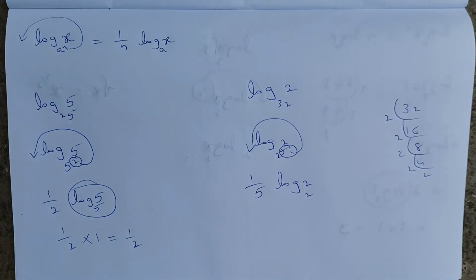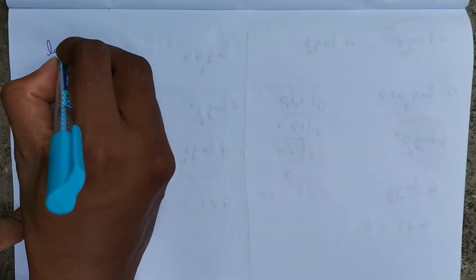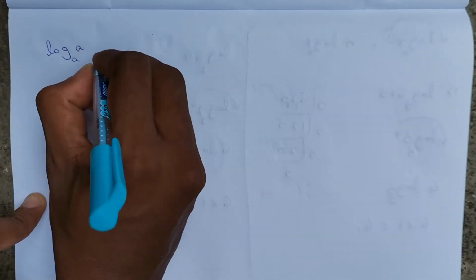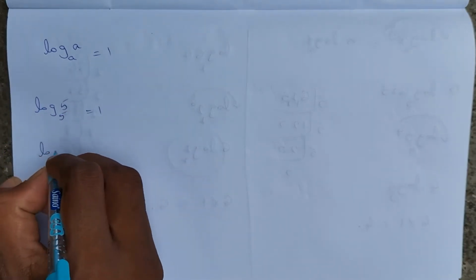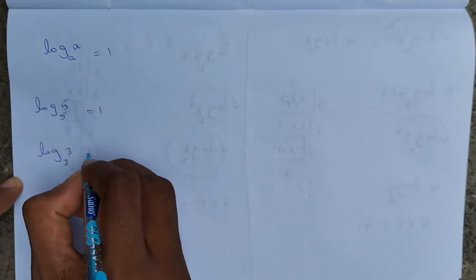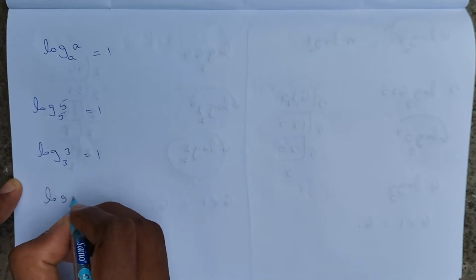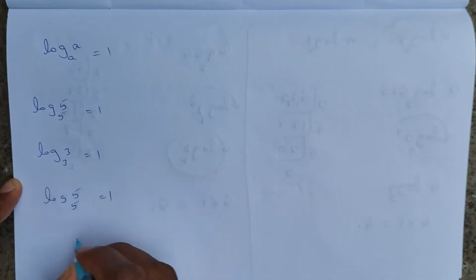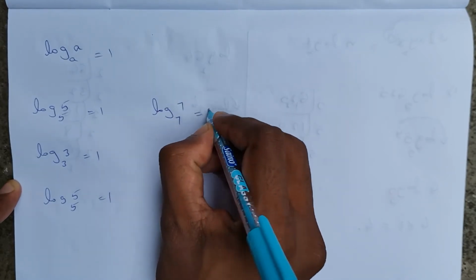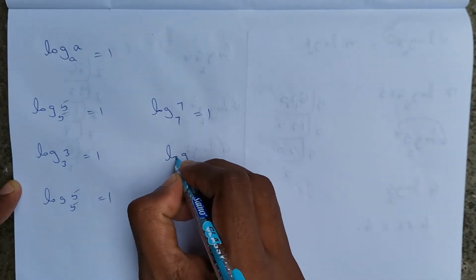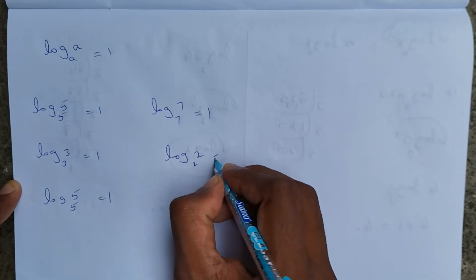Okay, let's move to the third formula. The third formula is very simple. That is log a base a is equal to 1. Let us do some problems on this. Value of log 5 base 5, 1. Value of log 3 base 3, 1. Value of log 7 base 7, 1. Value of log 2 base 2, 1.